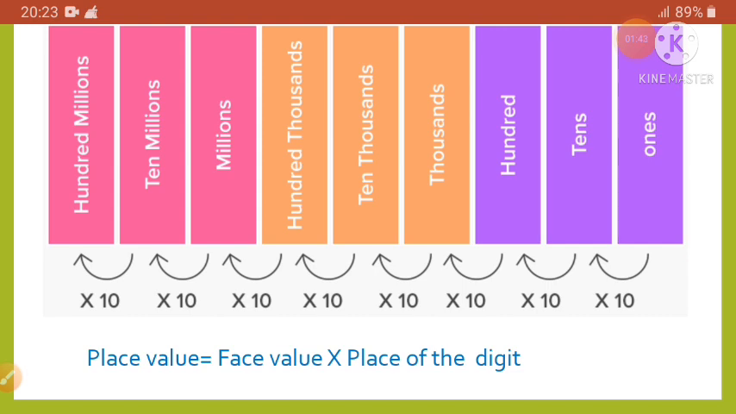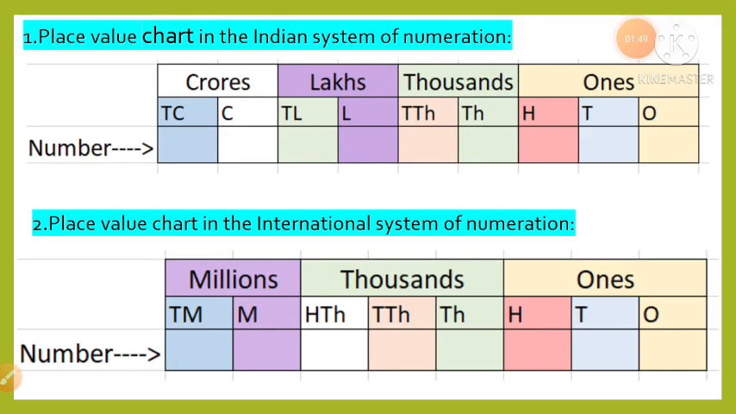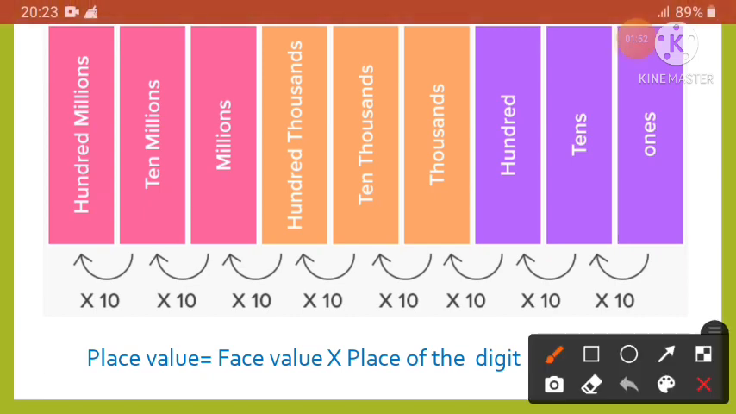The place value of a digit increases by 10 times when we are moving left on the place value chart. It increases by 10 times as we move left: 10, then 100, then again into 10, then 1000, again into 10.